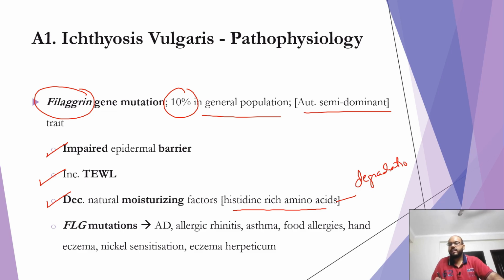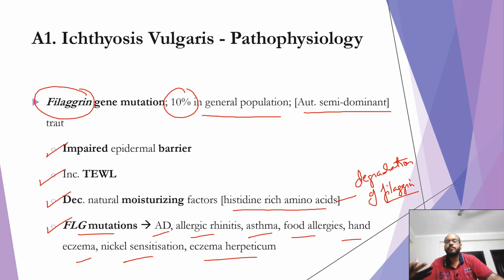Okay, so if filaggrin is not present, the degradation products will also be not present. Clear? And if degradation products are not present, you will not have natural moisturizing substances and the skin will be extremely dry. Additional features of filaggrin mutations are atopic dermatitis, allergic rhinitis, asthma, food allergies, hand eczema, nickel sensitization, and eczema herpeticum. So whenever you see hyperlinear palms in your patients, consider a mutation of filaggrin in the back of your mind.